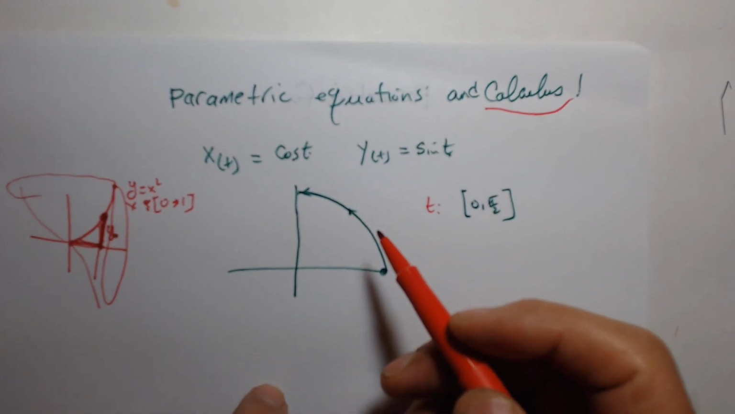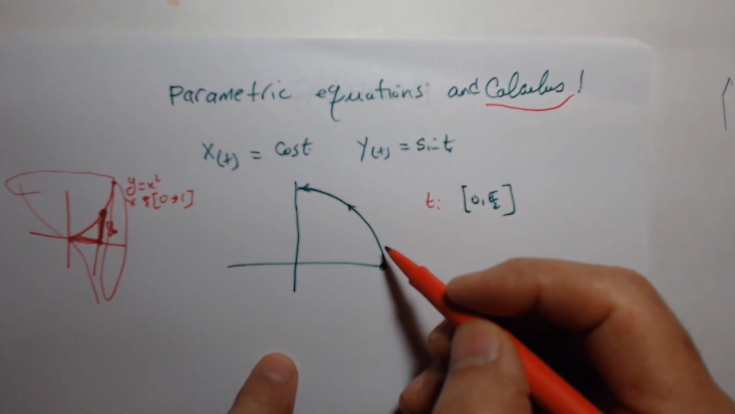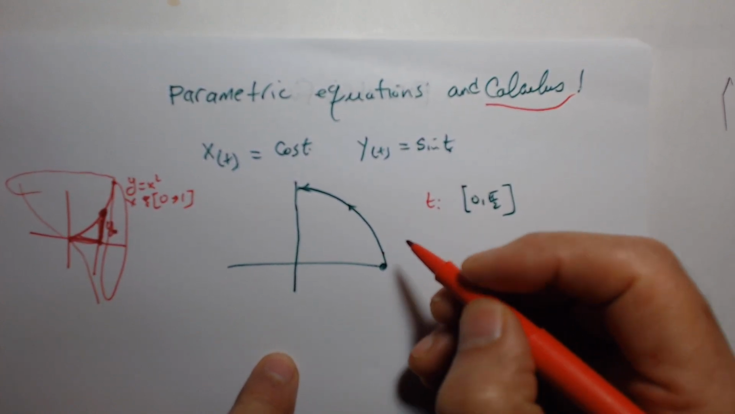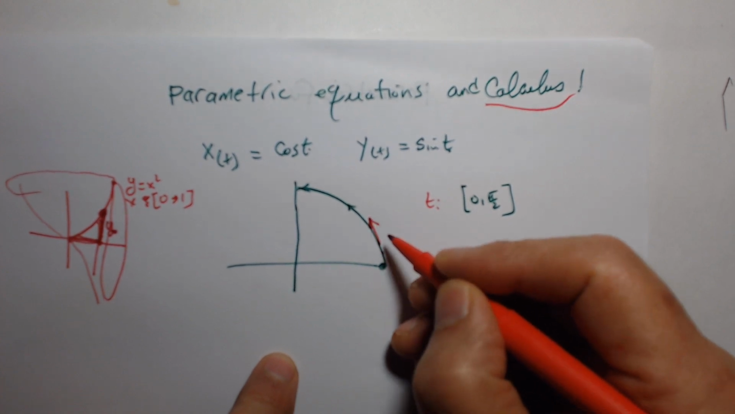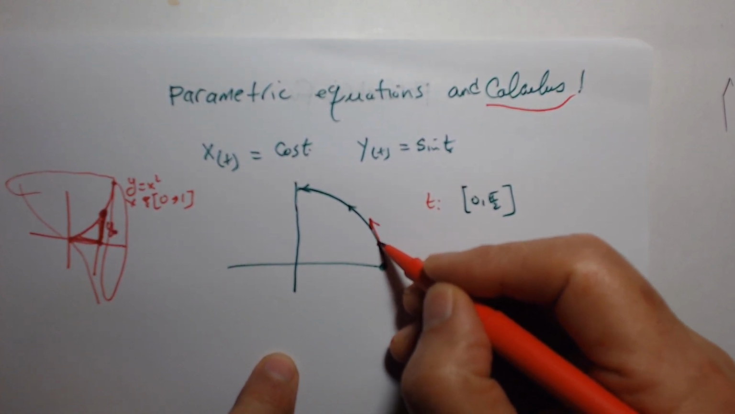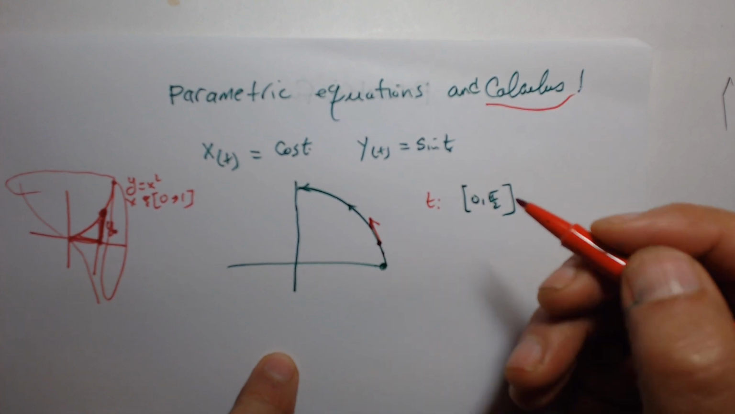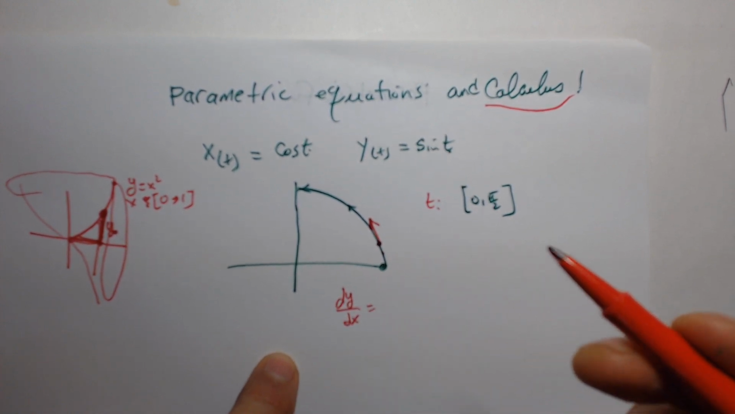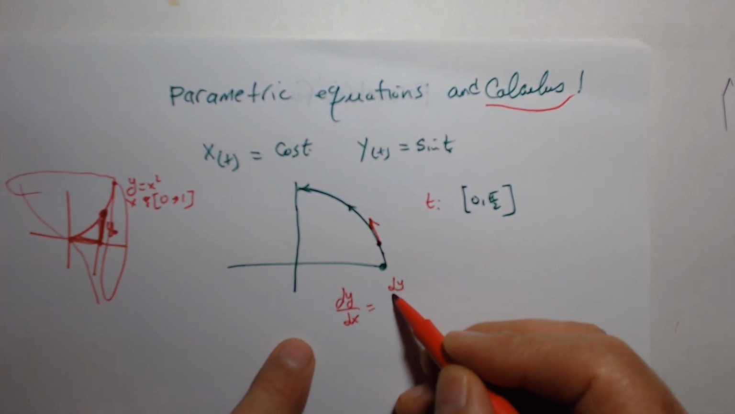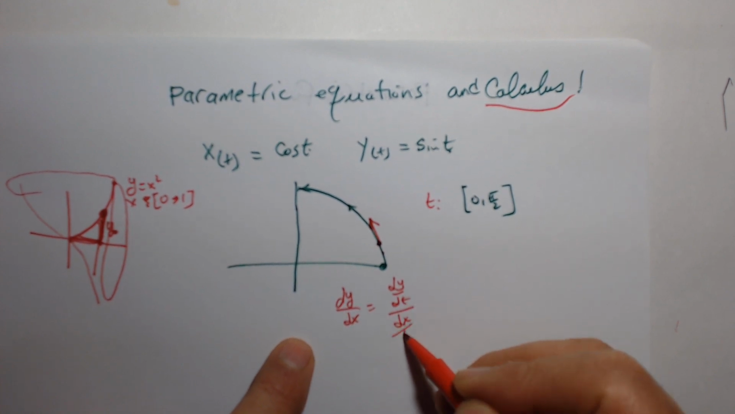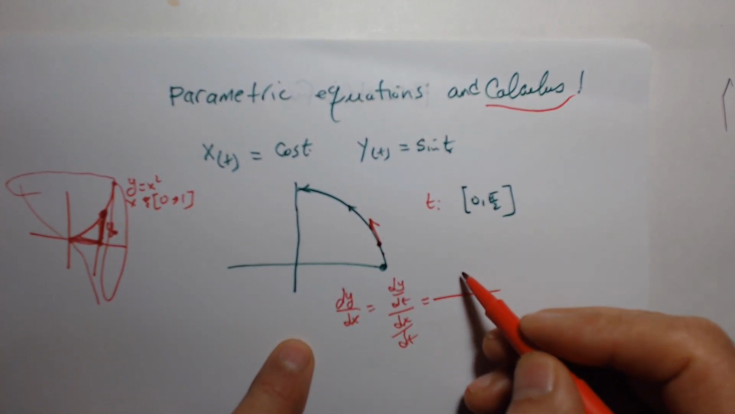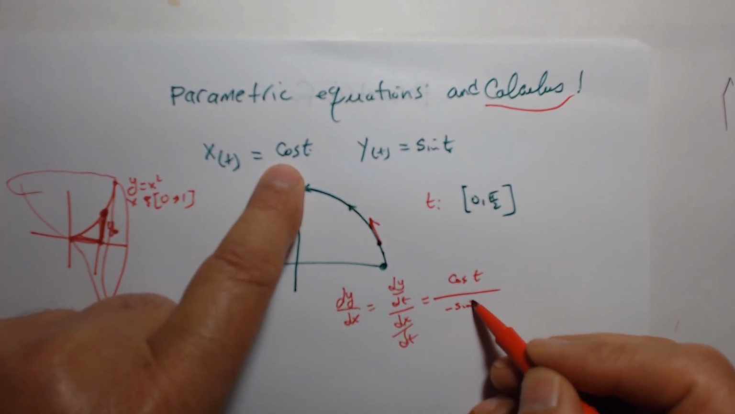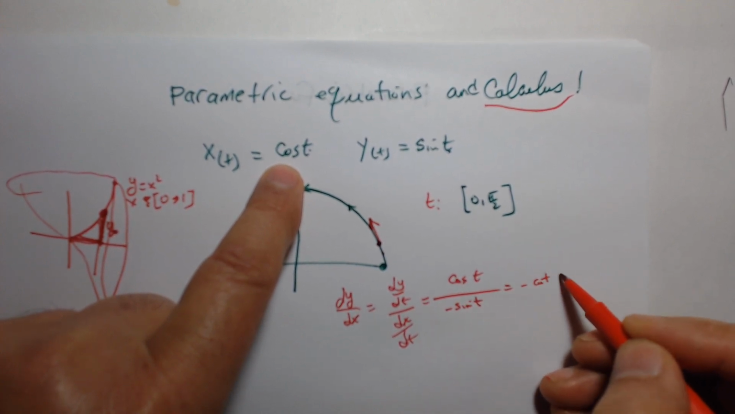But someone said, if this is a path, I should be able to know my velocity. That's true, your velocity at any given point is represented by a tangent line, and we said that's represented by dy/dx. In the past video, we talked about the derivative, which was dy/dt over dx/dt. That would become the derivative of y, which is cosine of t, and the derivative of cosine is negative sine of t, and that becomes negative cotangent of t.